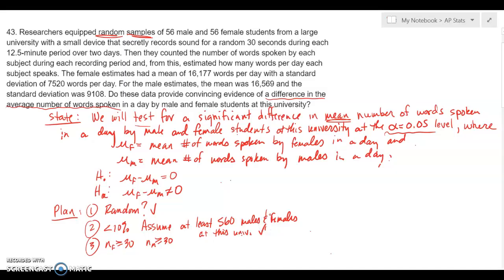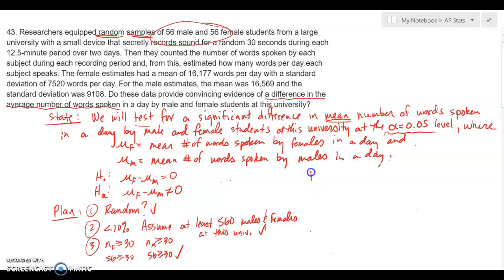Last one, we want our sample sizes to be greater than 30. So each one of these has to be greater than 30, or if they're not greater than 30, then we could check a box plot or a histogram for normality, or at least no major skew or outliers. Here we've got samples of 56 for each one of them. So these both check out. 56 is greater than or equal to 30. 56 is greater than or equal to 30. We're good to go there. Our sampling distribution of the mean difference is approximately normal.